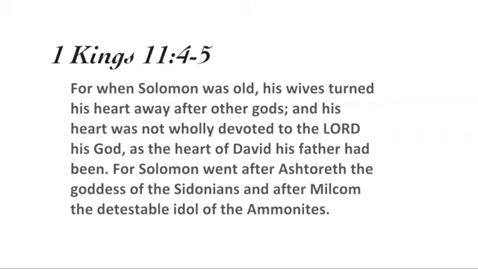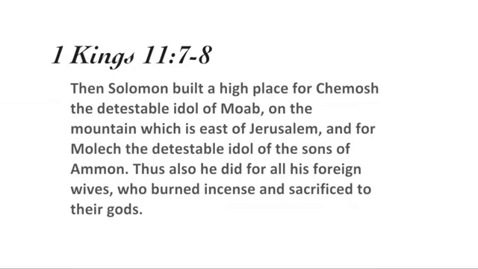For Solomon went after Ashtoreth, the goddess of the Sidonians, and after Milcom, the detestable idol of the Ammonites. Then Solomon built a high place for Chemosh, the detestable idol of Moab, on the mountain which is east of Jerusalem, and for Molech, the detestable idol of the sons of Ammon. Thus also he did for all his foreign wives, who burnt incense and sacrificed to their gods. Jewish tradition confirms that this descent into idolatry began once the temple was finished.